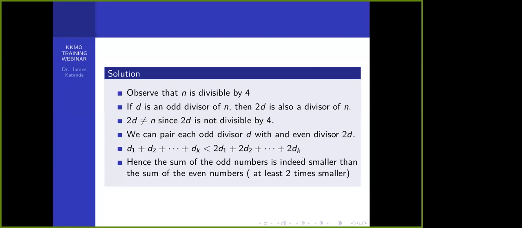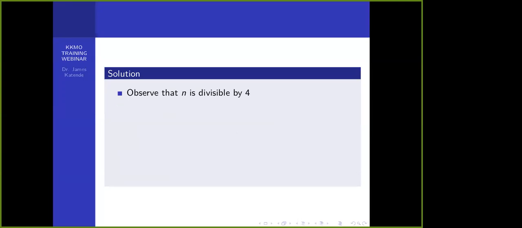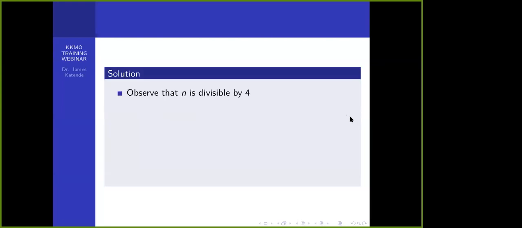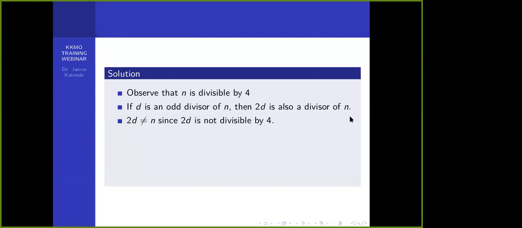Has it made sense? Yes, it has. It is fine. So you can see how this 500 was a trick. If you were to focus on the 500, you might have trouble moving forward. The 500 was just a trick to make you think; once you figure out that it's divisible by 4, everything else falls in place.